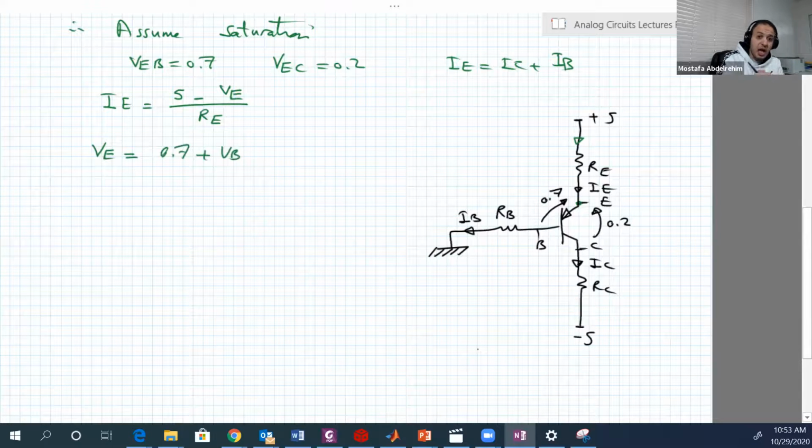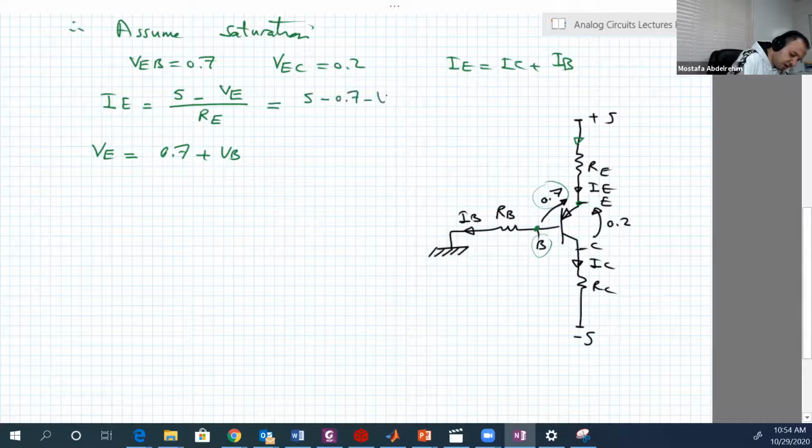Okay, what I'm going to do now is make all the currents, our unknowns, a function of VB, the base voltage. Because if we know the base voltage, we're going to know the collector and the emitter voltages as well, so we can calculate IC and IB and IE. So VE here is equal to 0.7 plus the voltage at that point, which is VB. So IE is equal to 5 minus 0.7 minus VB over RE, and RE is known. Let's keep it simple.